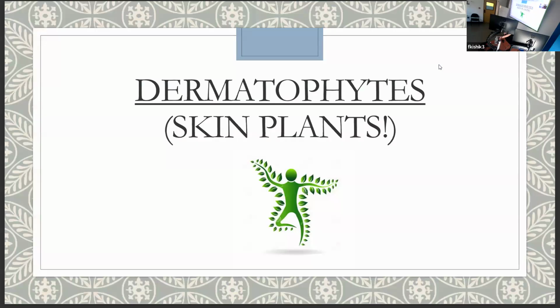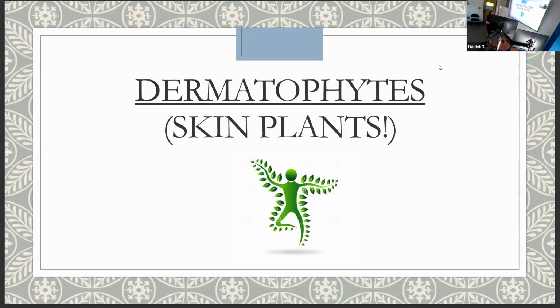Okay. So now we're going to talk about dermatophytes, which are skin plants. If you break down the word dermatophyte in Greek, dermato meaning skin, phytes being plants, we have skin plants, and we're talking about fungi. These are a specific group of fungi that infect non-viable keratinized areas, like the stratum corneum of the skin, the hair, and the nails.